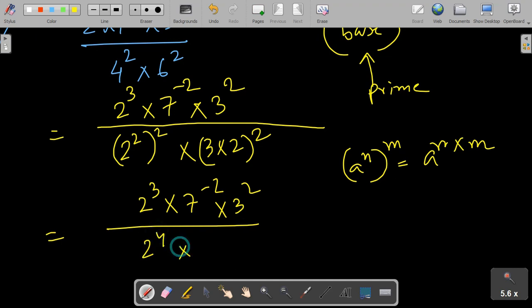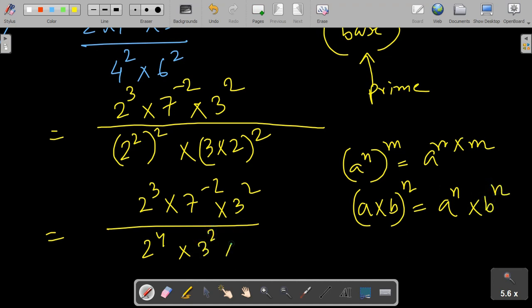And here the formula will be applied: (a into b) whole to the power n, then we write it as a to the power n into b to the power n. So we will do the same thing, so this would be 3 square into 2 square.